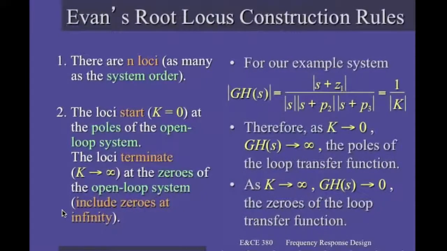The Evans rules. There is a set of rules that assist in drawing the root locus. They are six in number. So the first Evans rule states that there are n loci, as many as the system order. The system order is the degree of the S polynomial at the denominator.